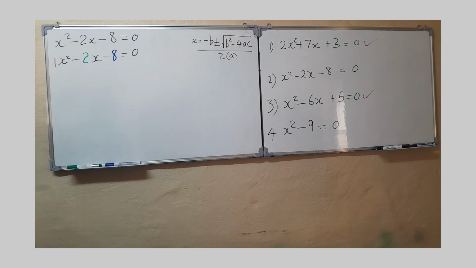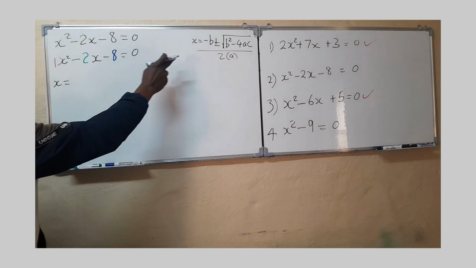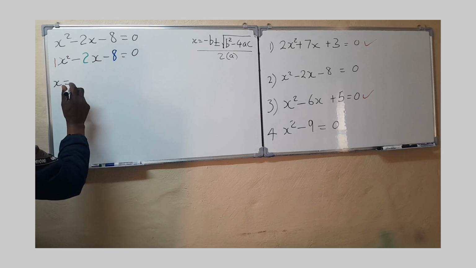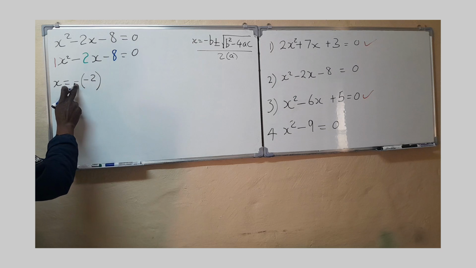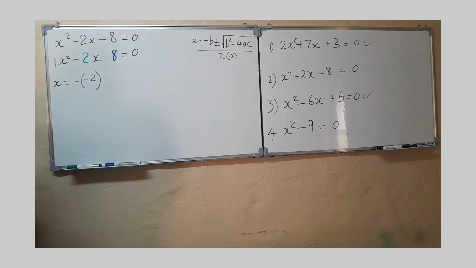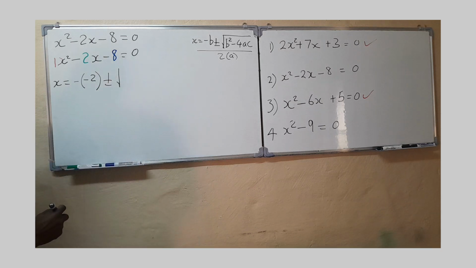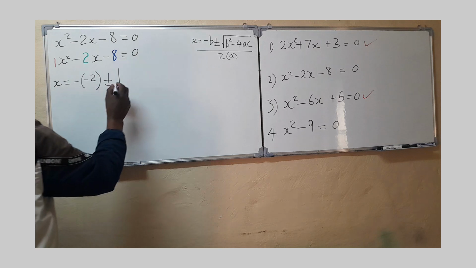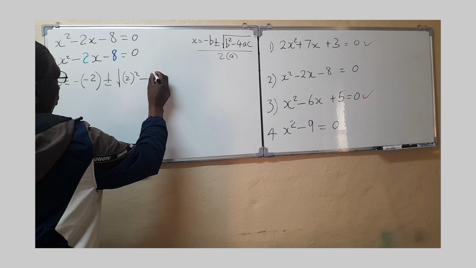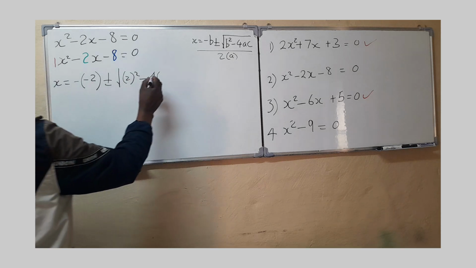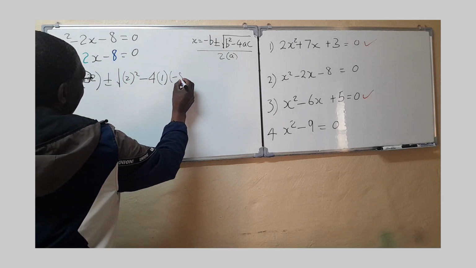Let's quickly plug in the numbers here. So we have x is equal to, our b is minus 2 again. So we have minus, in brackets here, minus 2. Remember to always do this because the signs can get easily messed up there. So plus or minus the square root of our b squared, which is minus 2 all squared, minus 4 multiplied by our a is 1, our c is minus 8.